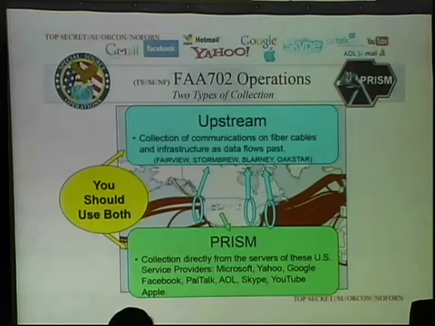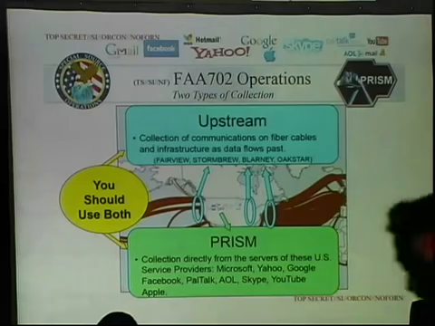Upstream is internet traffic as it flows over the wire. PRISM is targeted orders at particular services for particular accounts. So Upstream is bulk, PRISM is not. The Upstream program was a very controversial part of the recent Privacy and Civil Liberties Oversight Board report on FAA 702. If you want to get a little more detail on how it operates, that's probably the best place to look.